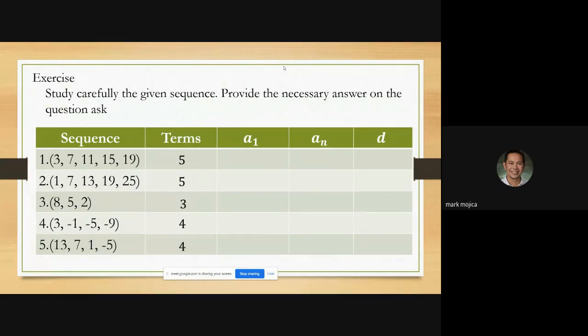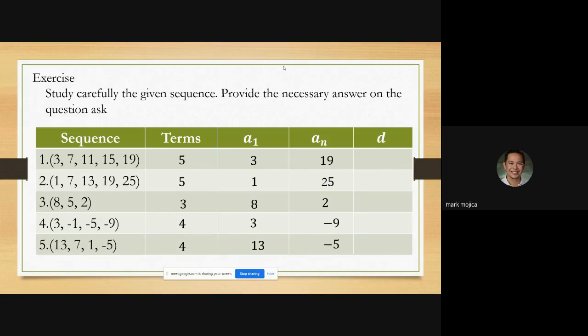So let's have the pinakamadali, the first term. Kung ano yung nasa unahan, yun lang ang isulat natin. So therefore you have 3, 1, 8, 3, and 13. So that is your first term. How about the last term? The last term for number 1 is 19, of course. Number 2, 25. Number 3 is 2. Number 4, negative 9. Number 5, negative 5.